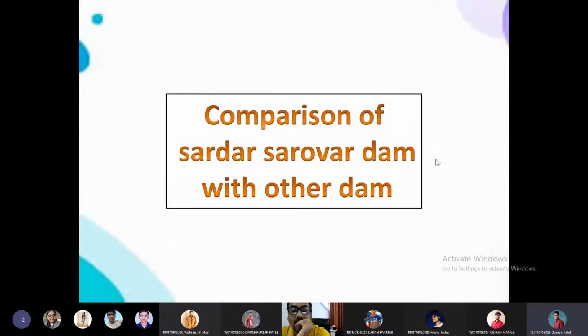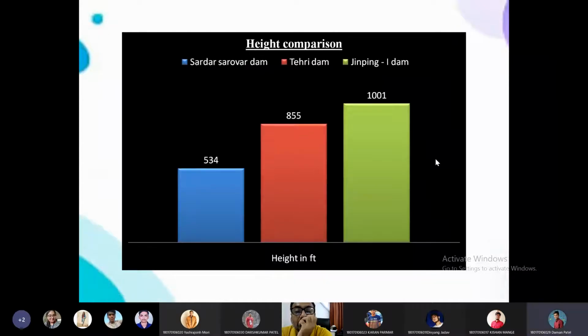Comparison: this is a new part which I included here. Comparison of Sardar Sarovar Dam with other dams. There is also India's biggest dam and the world's biggest dam. First is a height comparison.